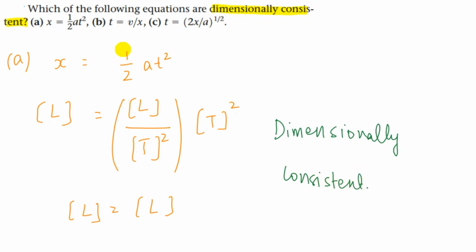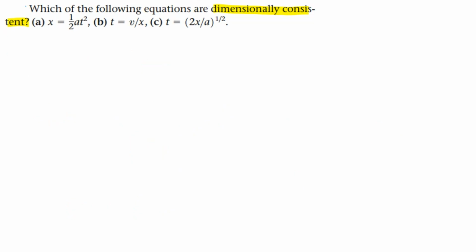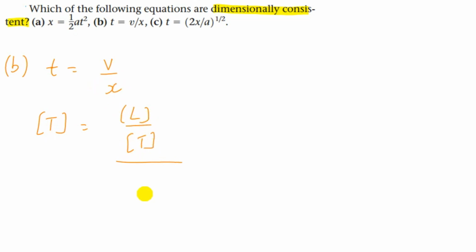Now next we can discuss the second case. So the second equation we have is t is equal to v over x. Now here this t is time, so the dimension for time is t. V is velocity. Now the dimension for velocity is length over time, that is L over t, divided by this x, which is distance, that means L. So this L and L will cancel out and we are left with 1 over t.